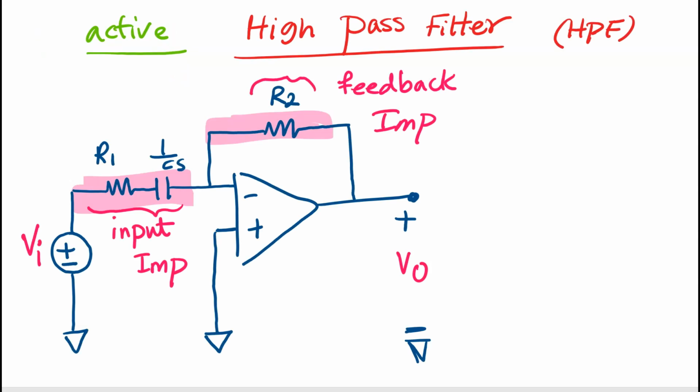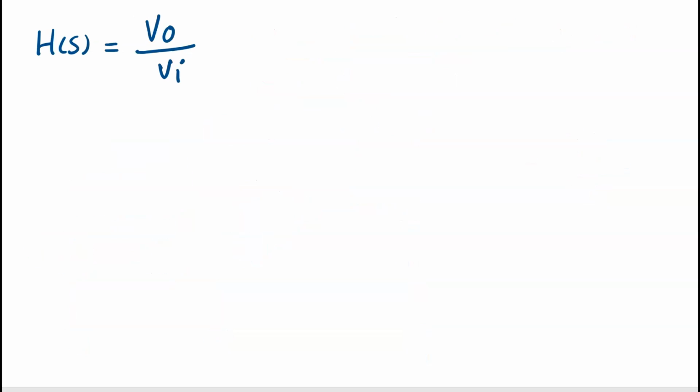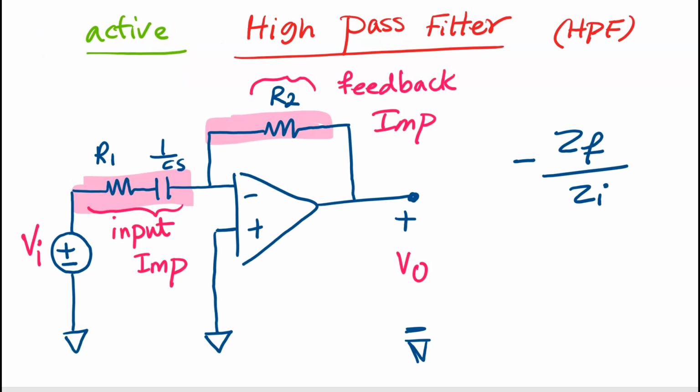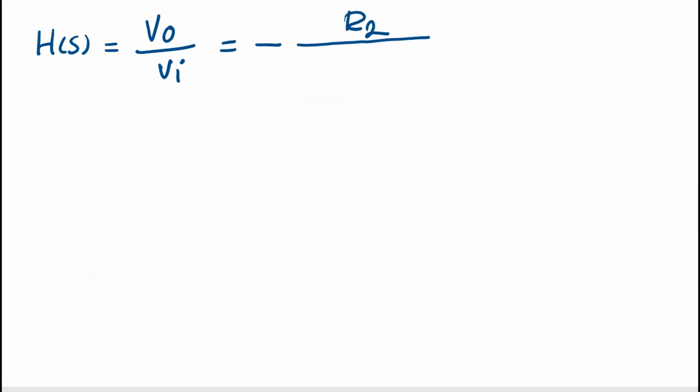In my transfer function, I'm looking for VO over VI. And we know that whenever we have an inverting amplifier, the amplification ratio is going to be minus ZF over ZI. ZF is the feedback impedance and ZI is the input impedance. So it means that my VO over VI is minus feedback impedance, which is just R2, and then over input impedance, which is R1 plus 1 over CS.